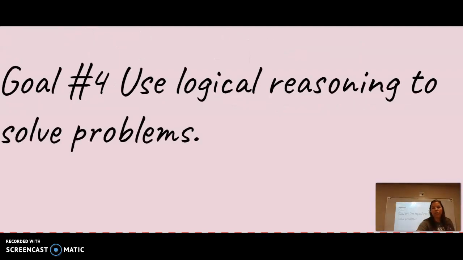All right, and our fourth goal is to use logical reasoning to solve problems. Logical reasoning means we want to do what makes sense. When the clues give us a hint, we need to use logical reasoning to use that clue to help us make sense of how that clue helps us get closer to our secret number.